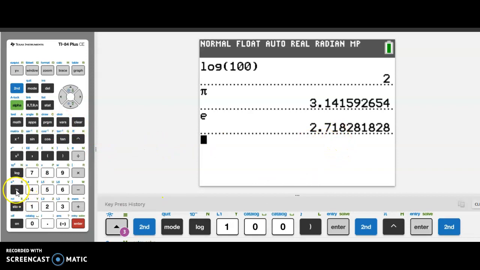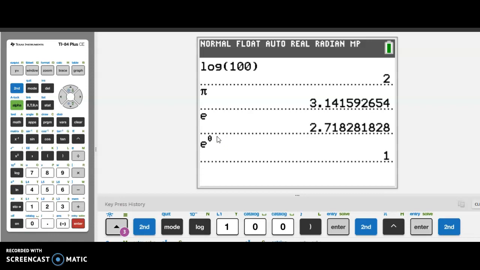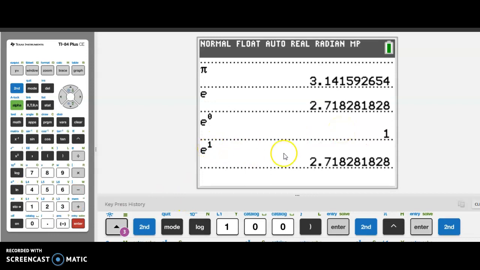But we have the natural log key, and if you hit the natural log key, it automatically makes it into an exponent, because we use e to a power very often. So for instance, some rules that we've learned long ago is that anything to the 0 power is equal to 1. I could hit enter on that. If I do e to the first power, I should get the same answer as 2.718, because e is always 2.718.